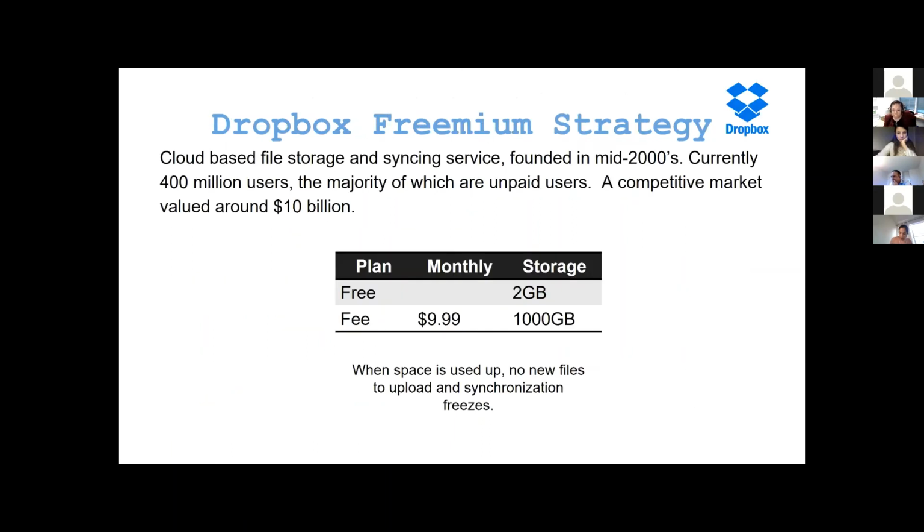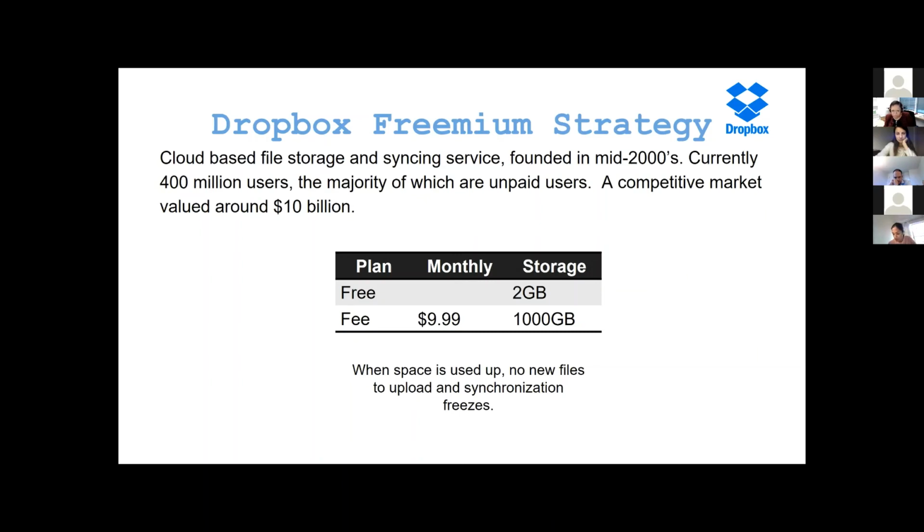So with Dropbox, with the freemium strategy, I'm going to use as an example how they use the Van Westendorp-style Becker-DeGroot-Marschak-like survey method, the Borg-Granger method, to at least get a sense of some optimal price. In this example, they have cloud-based file storage. Currently, Dropbox has 400 million users, which, notice, is more than the number of people in the US, so they have a ton of users, the majority of which are unpaid users. At the time the slide was created, they had a competitive market value around 10 billion.